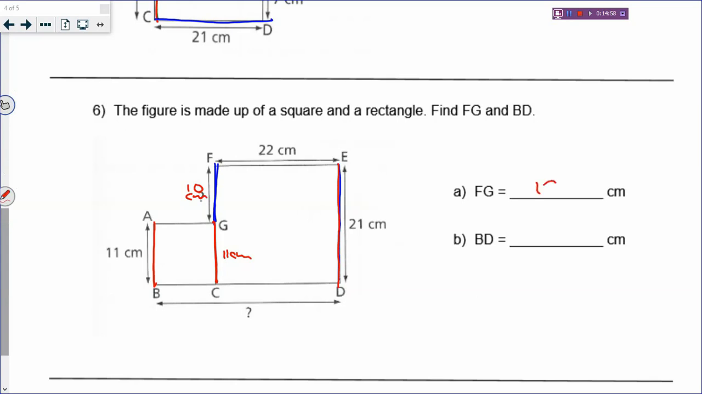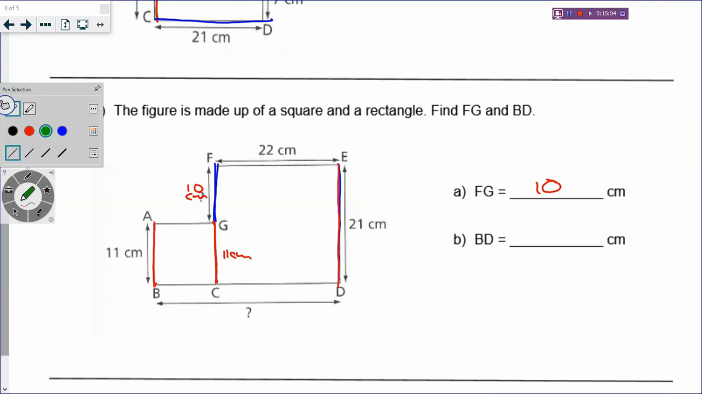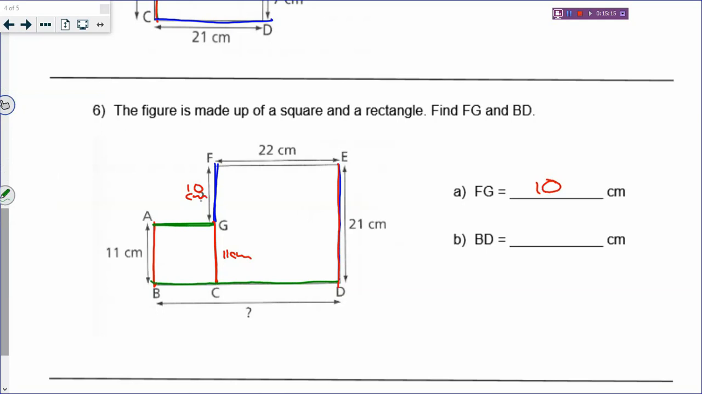And then how about your BD? BD is the very long line in the rectangle. This line. So how do you find how long that is? Well, you look at opposite sides. Can you see this side? How long is this side? Well, we don't know, but remember, you have a square, right? All the sides of a square are equal. So this side must be 11. So opposite sides are equal. So your BC is also 11.